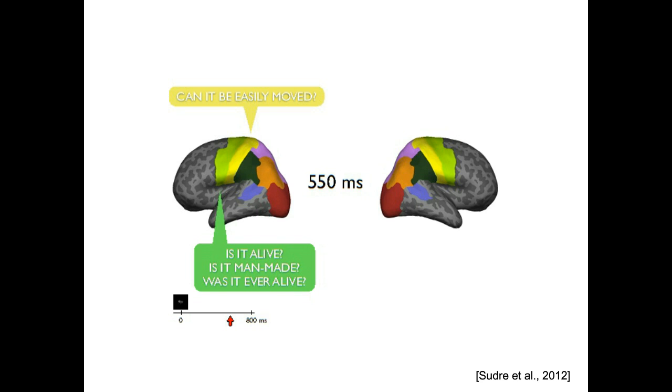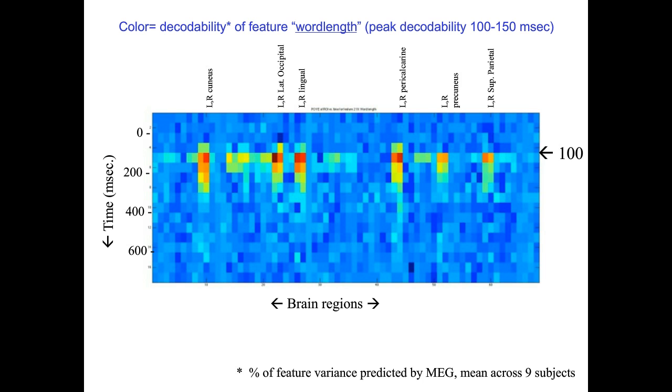So I want to just show you a more detailed drill down on what you see if you look at the details of this movie. And I'll show it to you this way. Here's one feature that I've chosen. This one is not even a semantic feature. This is word length, the number of letters in the word. And each column in this matrix corresponds to a different brain region. There are 72 brain regions altogether.